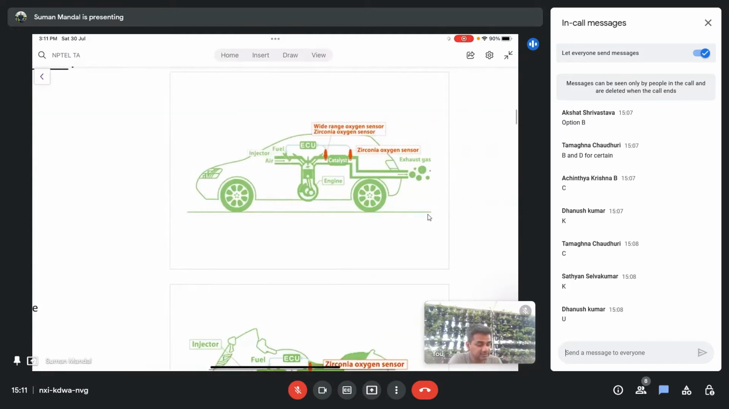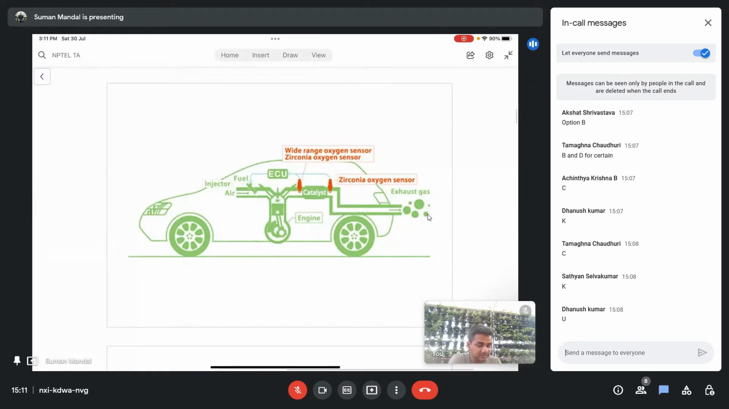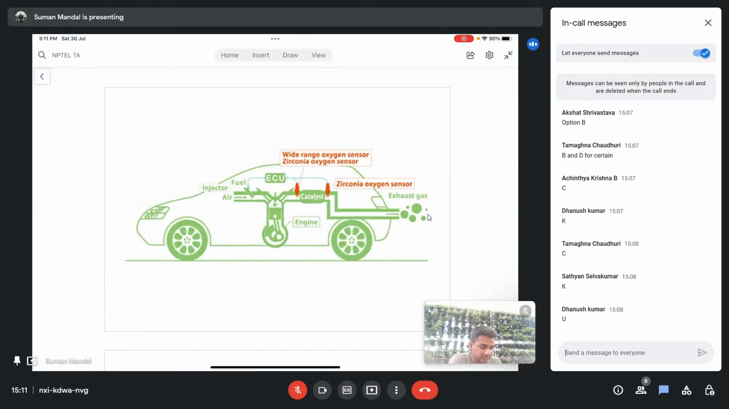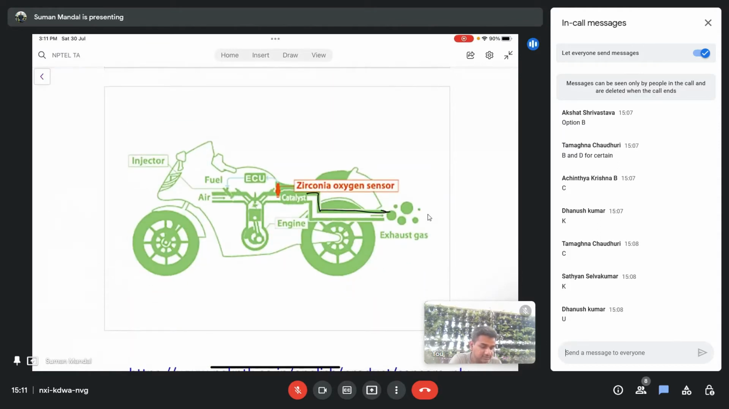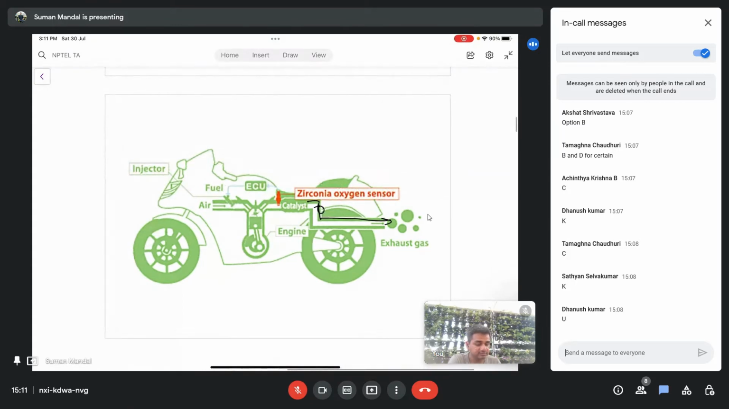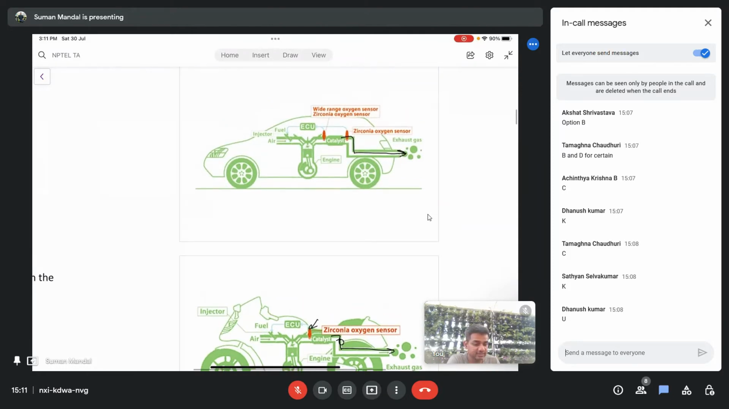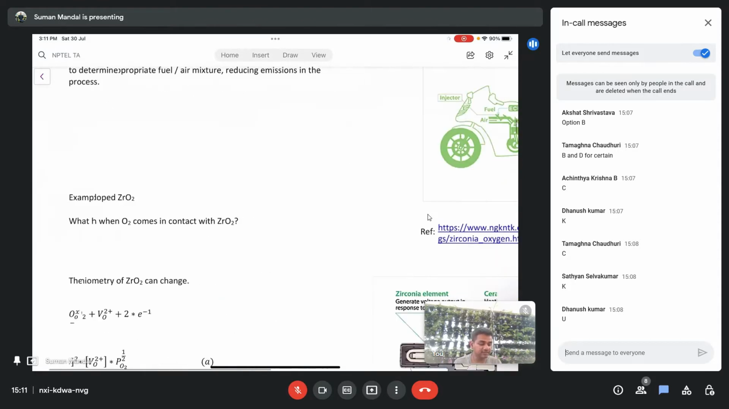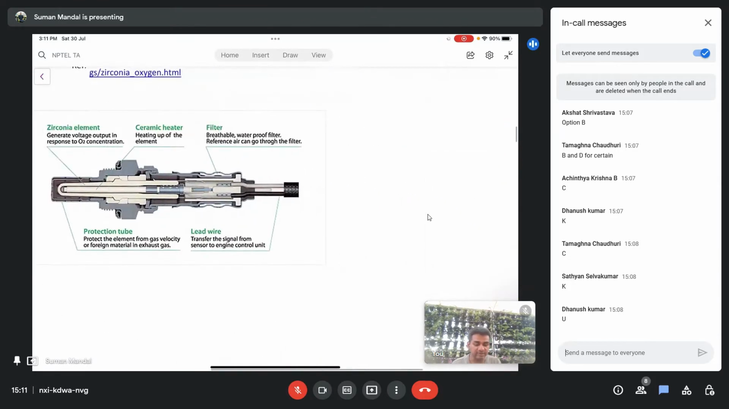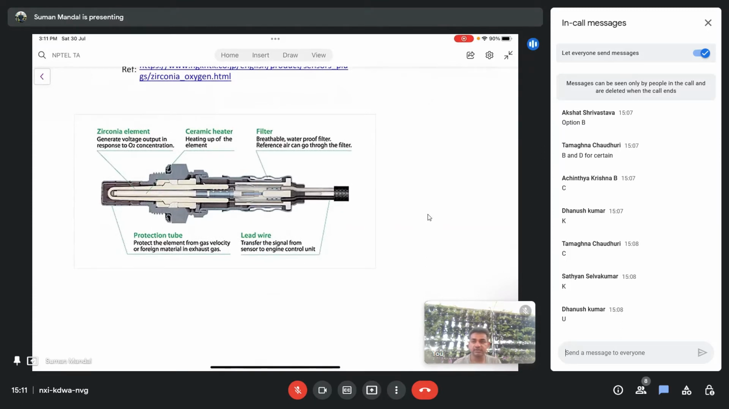We have something called zirconia sensors in our cars. They are located in the exhaust line, after the engine. In bikes also, you can see that they're located along the exhaust lines. This one, the oxygen sensors. Now, why are they there, and how do they work? Because you can just go to a shop and buy a sensor like this. But what is happening inside? What is the material property that you actually care about? What is the physics of that material?